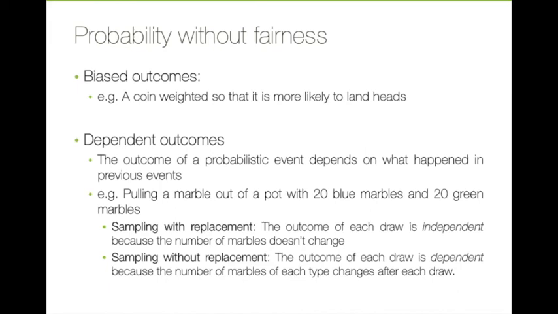You can also sample without replacement. In that case, the outcome of each draw is dependent because the number of marbles of each type will change after each draw. When you take a marble out and leave it out, you change the total number of marbles and the ratio of marbles of each type. So the chance of drawing a blue marble or a green marble will be 50% on your first draw, but it won't be on the second because there'll be one fewer of either a blue marble or a green marble, and only 39 total marbles.